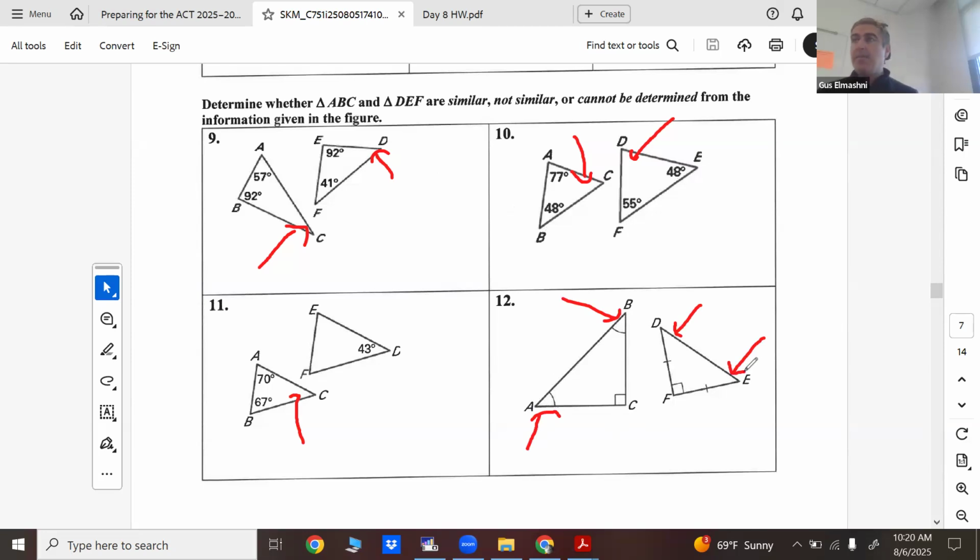So you'll need a calculator. If you want, there's some calculators in the back, in that little clear bin there. Or if you have your own calculator, that works too. So I want you to find the missing angles, and then we've got to make a determination if they're similar. If they are, we're going to say how they're similar.